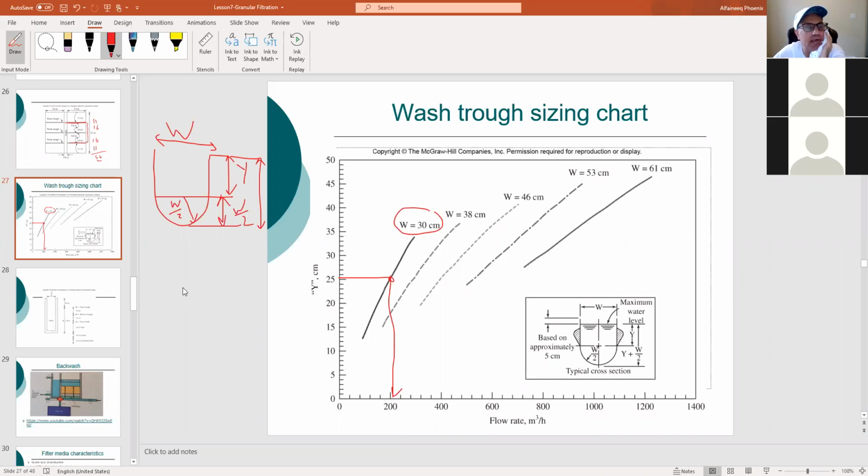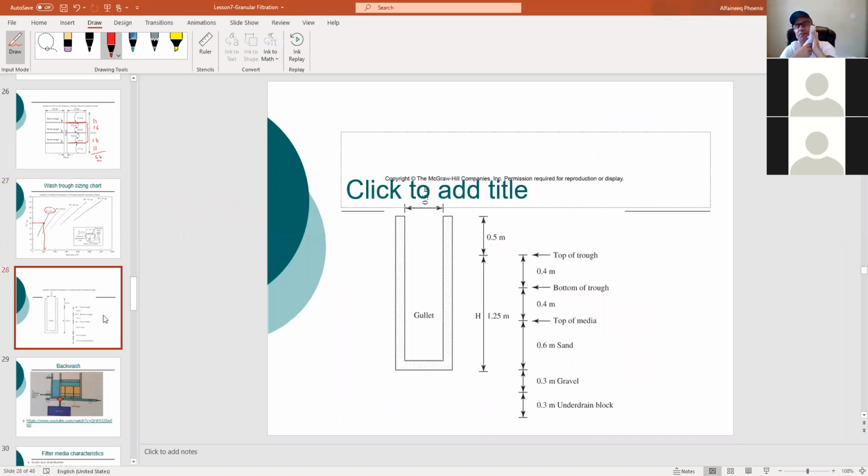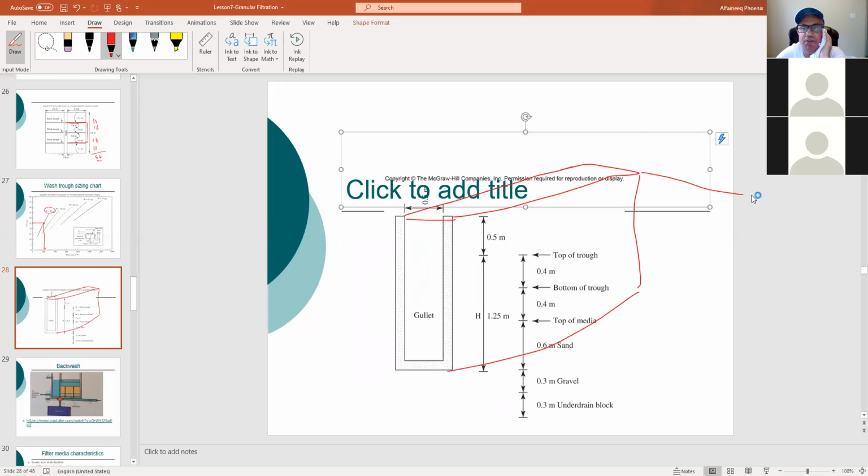Now, once you know this, you can easily look here. I like this drawing, it explains. This is the gullet, remember? This is the sill here. This is your gullet going that way, and this is your sill next to it, right here. This is the filter box.